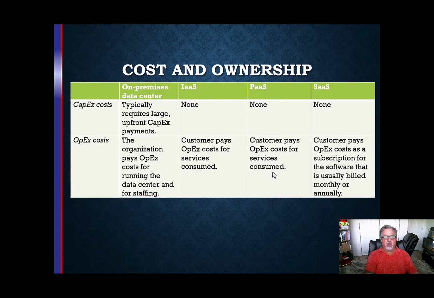Now we really want to talk about the cost and ownership of the various services that we can deploy in the cloud. In particular, we're going to focus on infrastructure as a service, platform as a service, and software as a service. And we're going to be talking about, in essence, the type of costs associated with it, who owns the actual hardware or the software, who's in charge of what, and so forth. So cost and ownership is what we're discussing here.